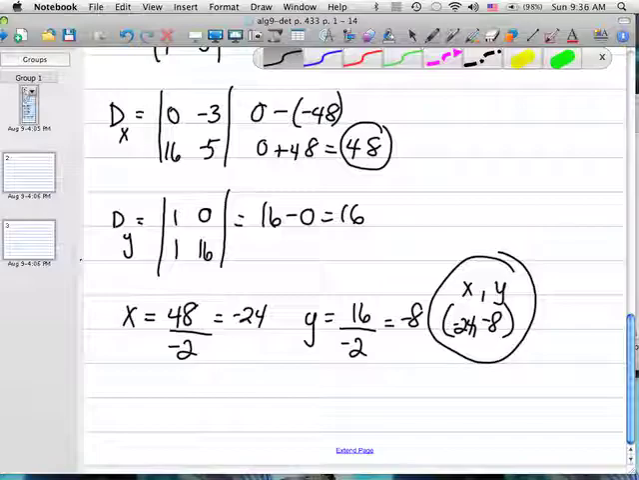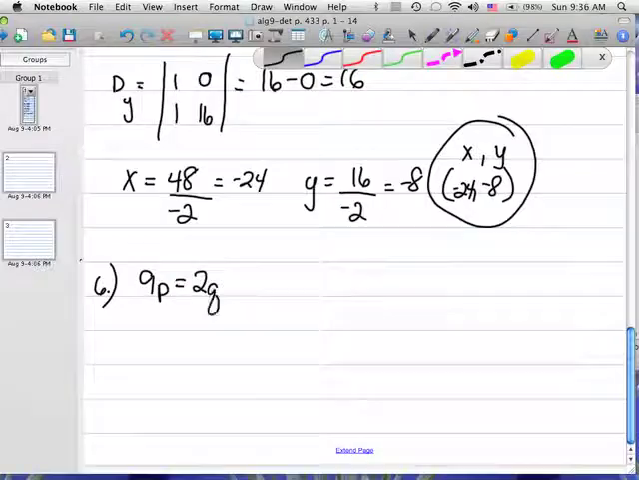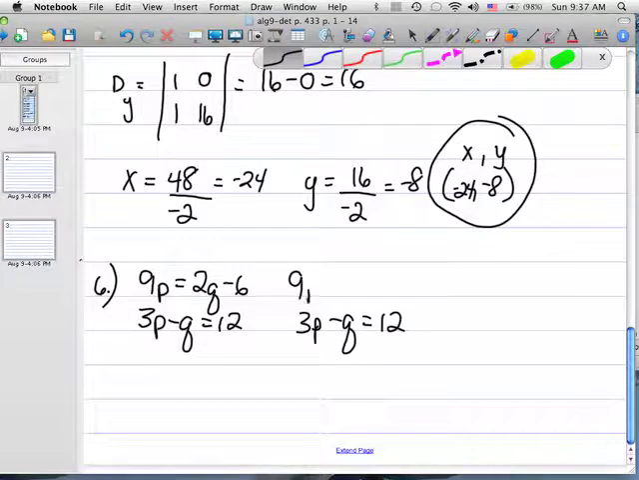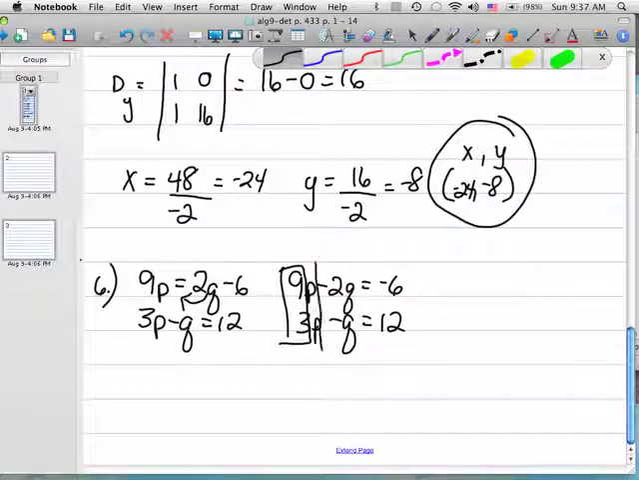Problem number 6. We have 9p equals 2q minus 6 and 3p minus q equals 12. The second equation is fine, so we'll just rewrite it over here. That's in standard form. The first one is not. So 9p, we need to bring the 2q over here by subtracting it from both sides, and that leaves the negative 6. So here are my x coefficients, here are my y coefficients, and here are my constants.